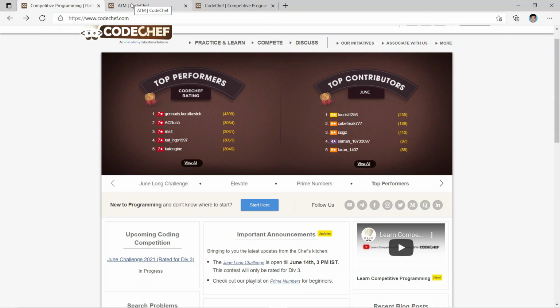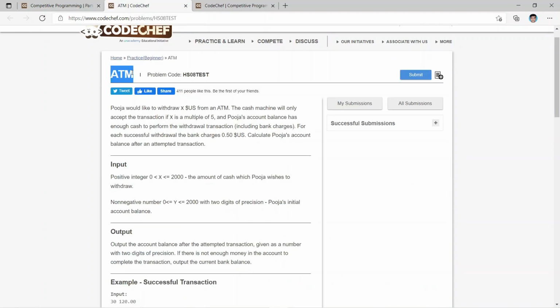So let's get started. The problem name is ATM. So what is the problem statement? It is written as: Pooja would like to withdraw X US dollars from an ATM. The cash machine will only accept the transaction if X is a multiple of 5.